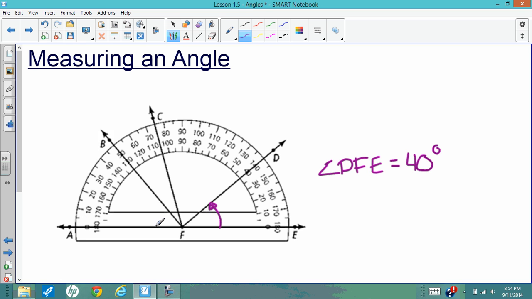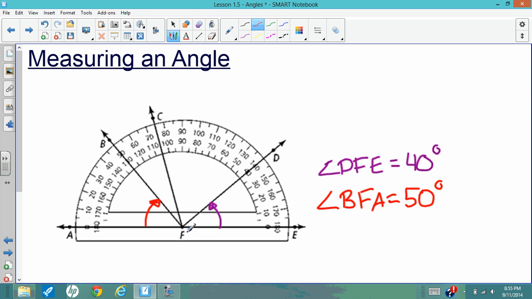You can do the same thing over here for AFB. We're going to measure how many degrees are between ray FA and ray FB, and that will give us the measure of BFA or AFB, whichever you'd like to call it. You can see our protractor starts at 0 over this way too, or we can count backwards from 180: 0, 10, 20, 30, 40, 50. So angle BFA measures 50 degrees.